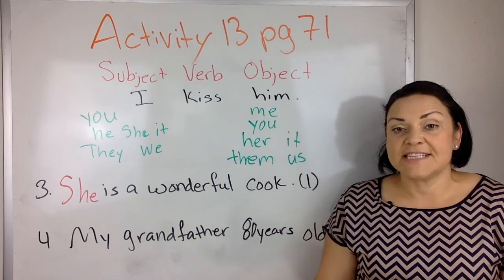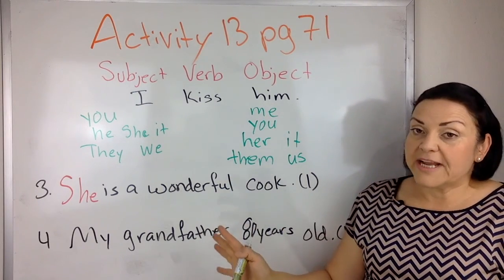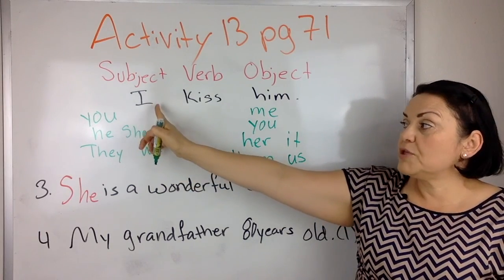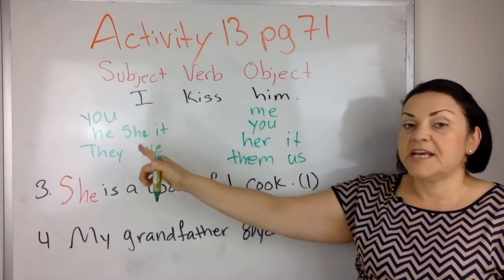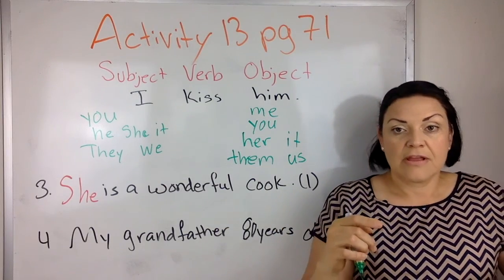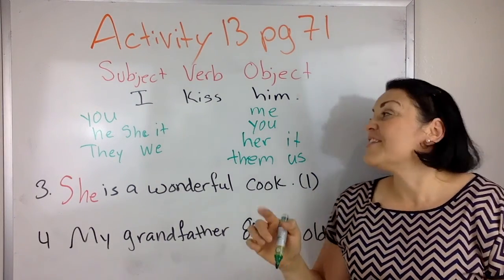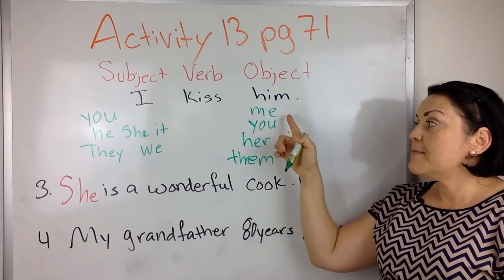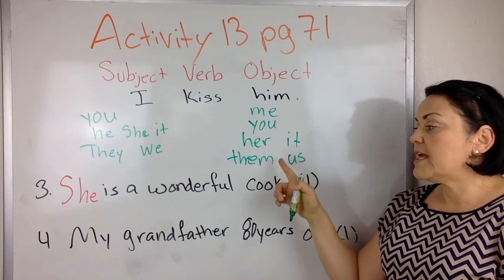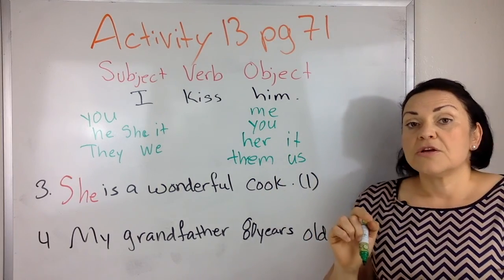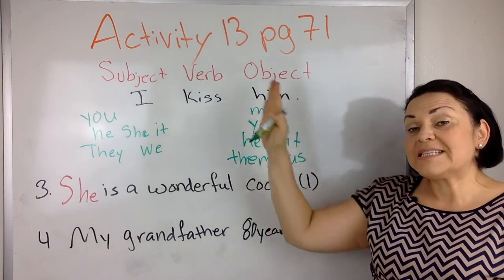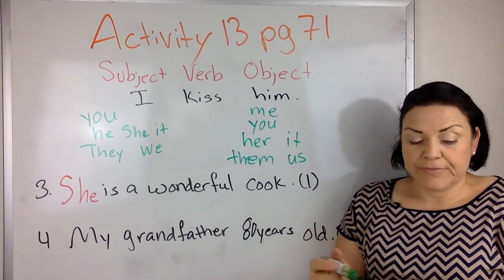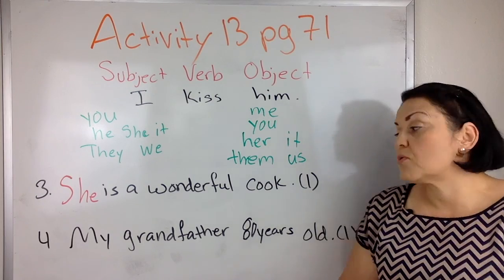So when you look at sentences, if you can practice writing them down, on this side of the verb, the subject, you will use I, you, he, she, it, they, we. Let me fix the light so you can see it. And then object. On the other side of the verb, it's him, me, you, her, it, them, us. So if you can remember what's on what side, you will find out what you need to fix in the sentence.